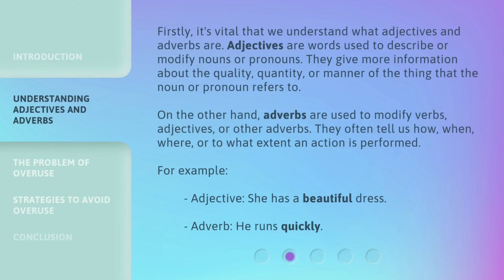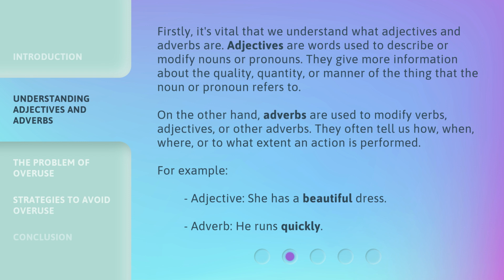Firstly, it's vital that we understand what adjectives and adverbs are. Adjectives are words used to describe or modify nouns or pronouns. They give more information about the quality, quantity, or manner of the thing that the noun or pronoun refers to. On the other hand, adverbs are used to modify verbs, adjectives, or other adverbs. They often tell us how, when, where, or to what extent an action is performed.